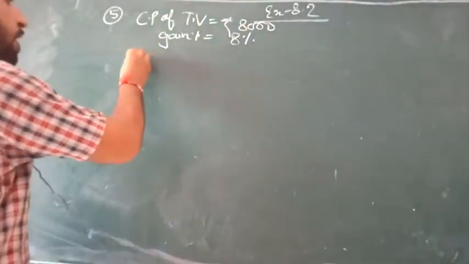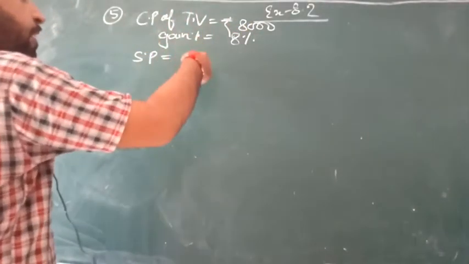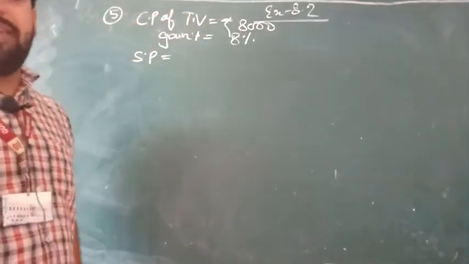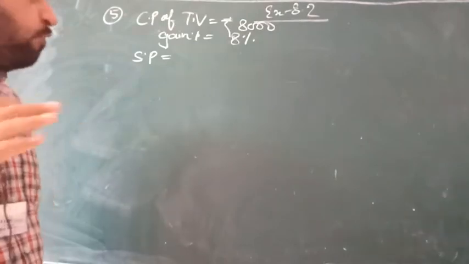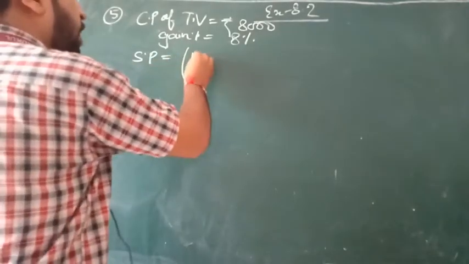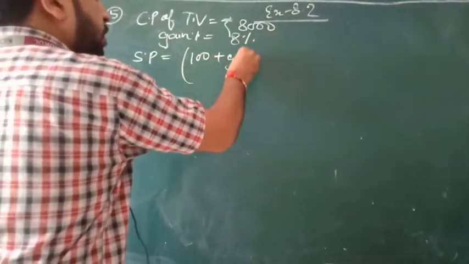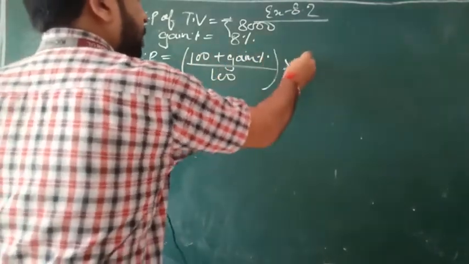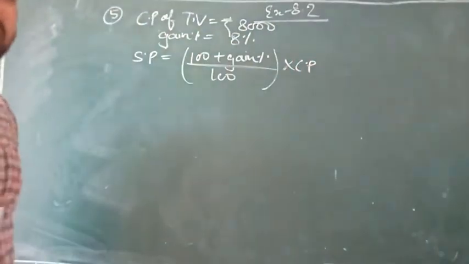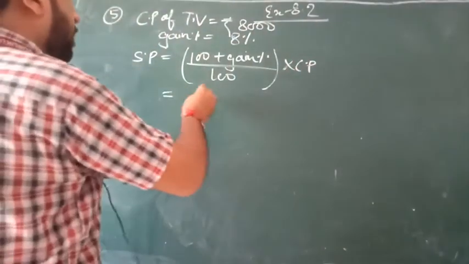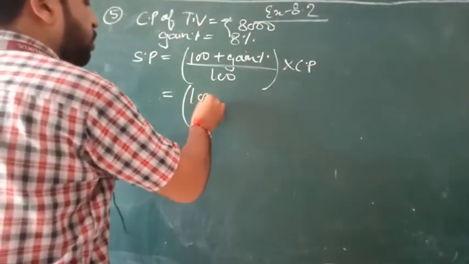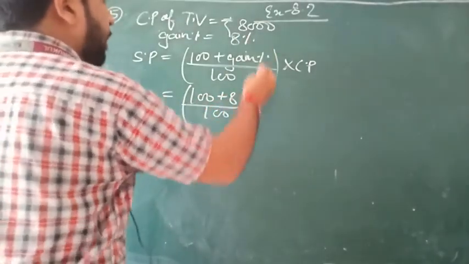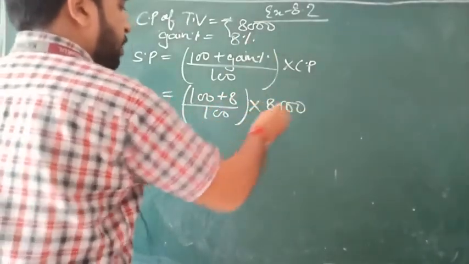So how to calculate the SP when we have gain percent and CP? So you have to learn one formula. Even yesterday I have told you, you have to learn a formula. SP is equal to 100 plus gain percent upon 100 into CP. This is the formula, so apply this formula. So 100 plus 8 divided by 100 into CP, that is 8,000. Solve it.